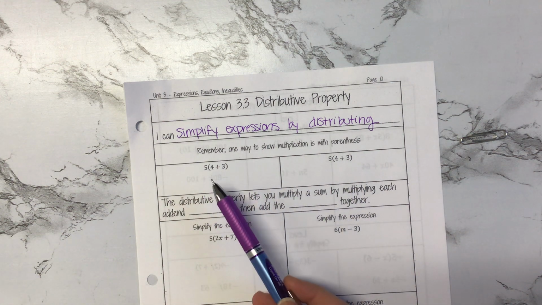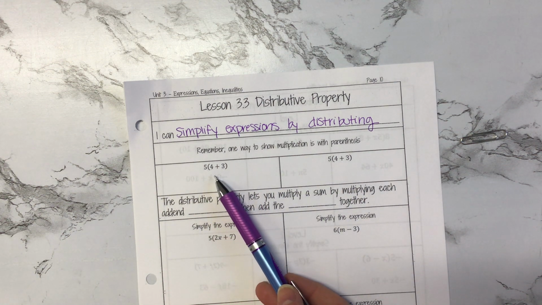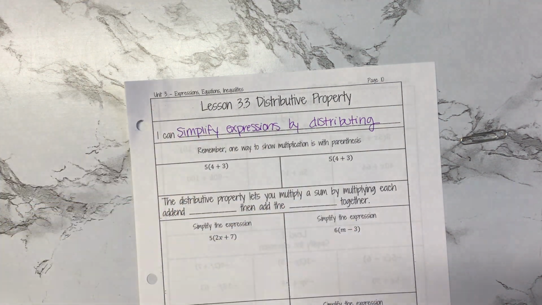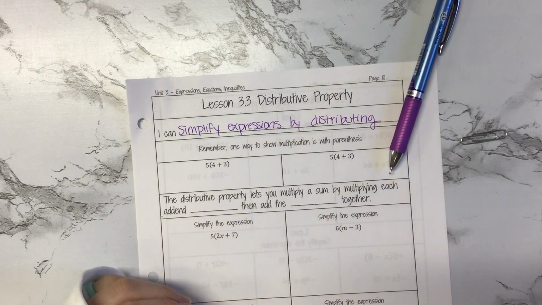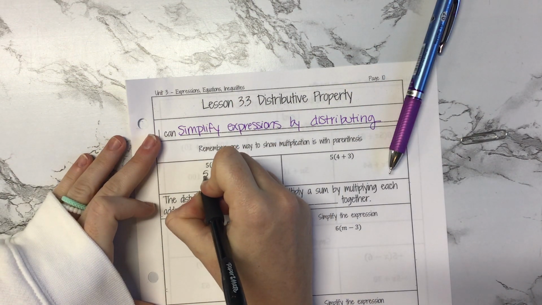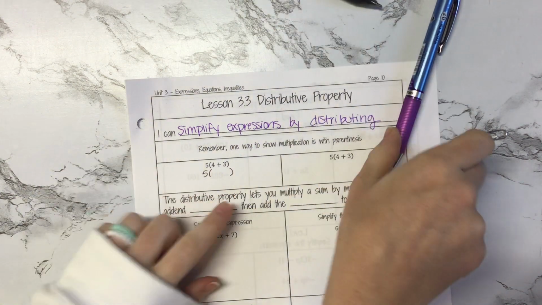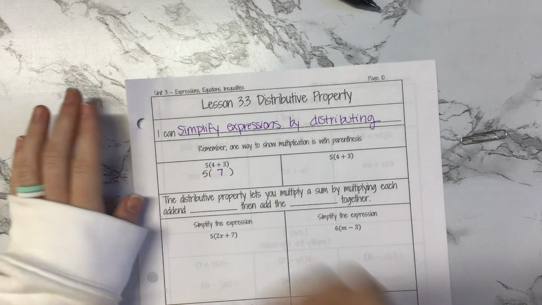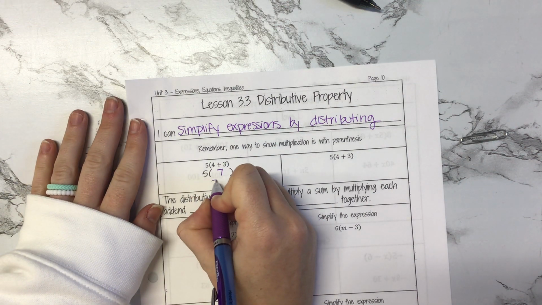So remember that we show multiplication with parentheses. So this means 5 times 4 plus 3. So 5 times whatever 4 plus 3 is. And normally with our order of operations, we do what's inside of the parentheses first. 4 plus 3 is 7. So then we would do 5 times 7 is 35.